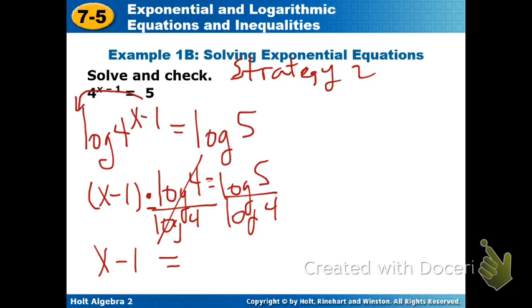1.12 or 1.2. I think it's 1.6. Yeah, I think it's 1.161. Let me see how you put it in the calculator.